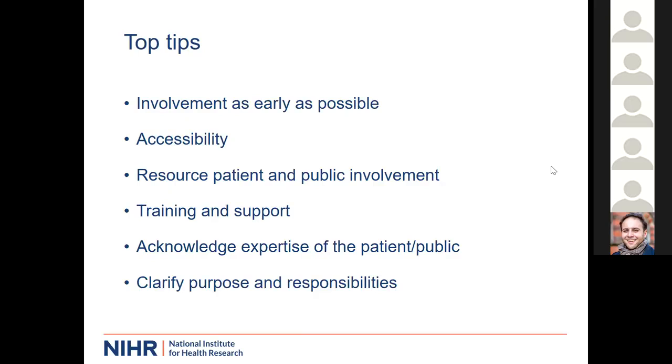Training and support, very important. I've talked about that earlier. Acknowledging the expertise of the public, recognising this in any of your outputs and making sure you agree how and when this is going to be done. And always, always being very clear about purpose and responsibilities, and that everybody is clear about expectations that are set.